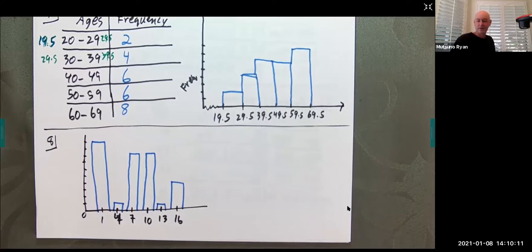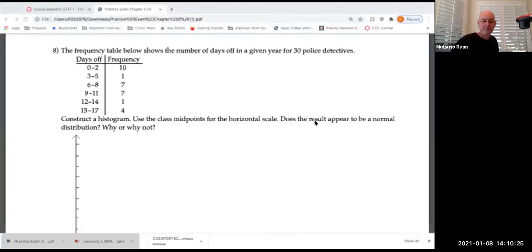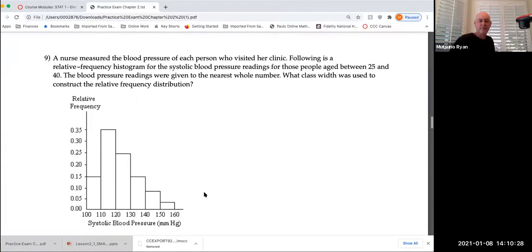All right, let's take a look at number 9. We have these next bunch are going to be the same. It's just they're asking different questions. They want to know what class width was used to construct this. Well, we can see down here that the width is going to be 10. Right, they're going up by 10 each time. So the answer to number 9 is 10.